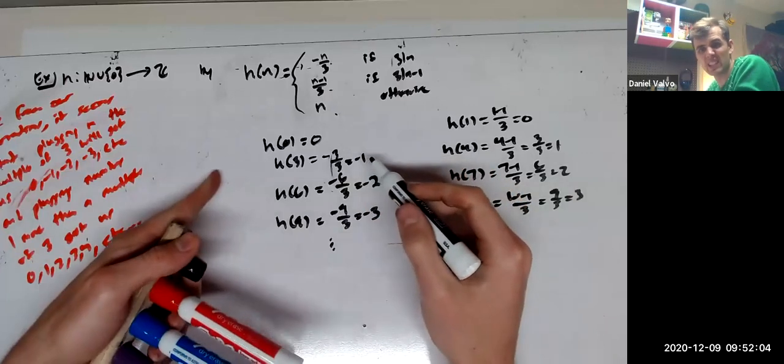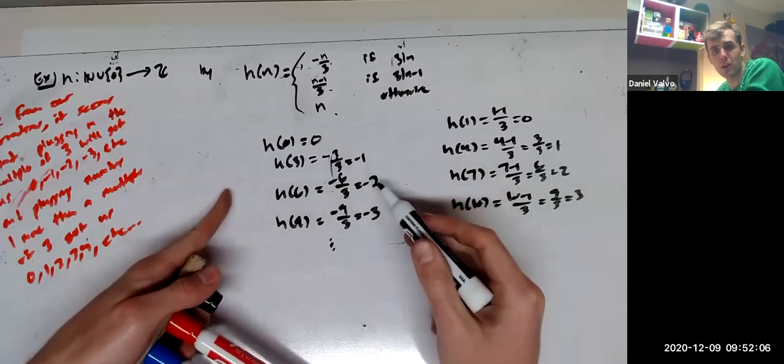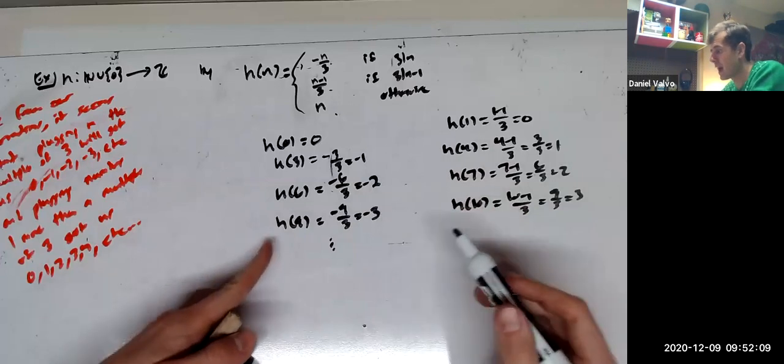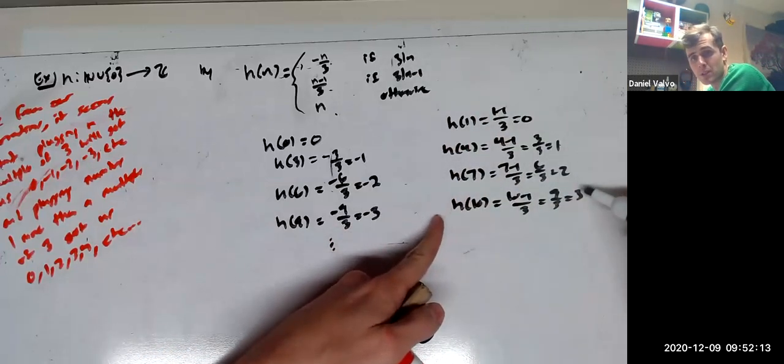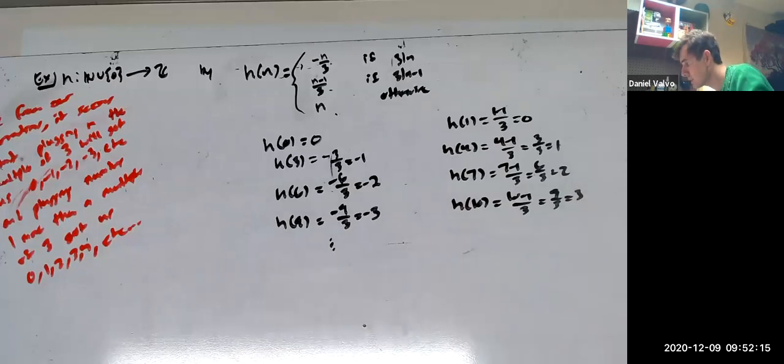So you see the multiples of 3 are producing the negatives, and the numbers 1 more than a multiple of 3 are producing the positives. So here's how my onto proof is going to go.